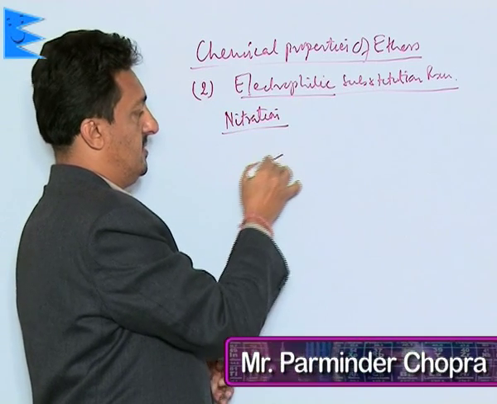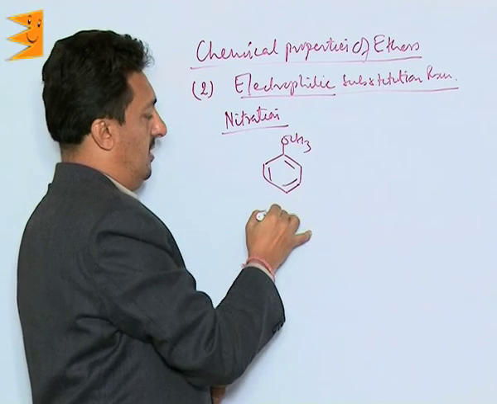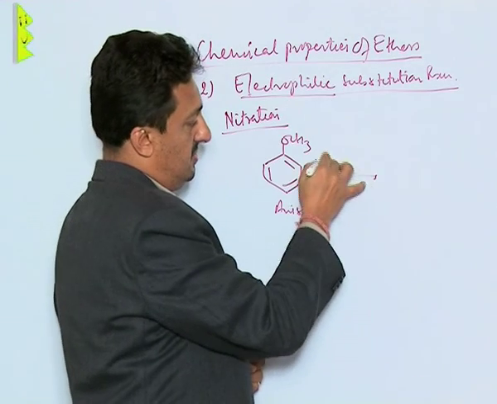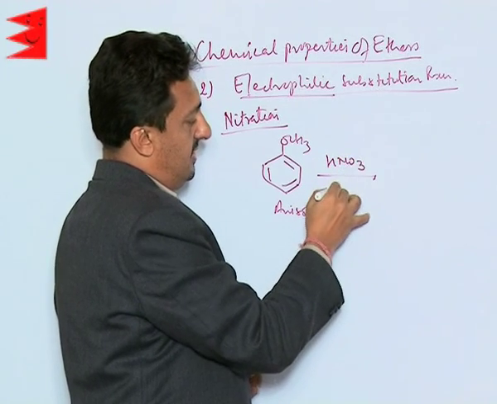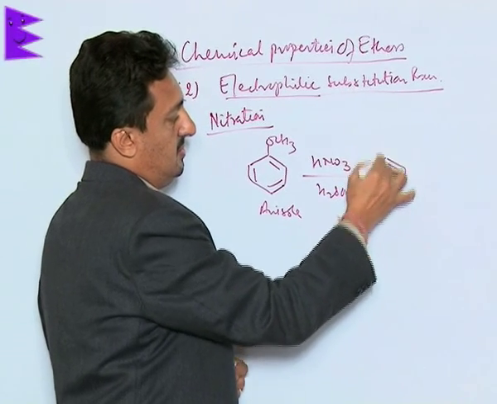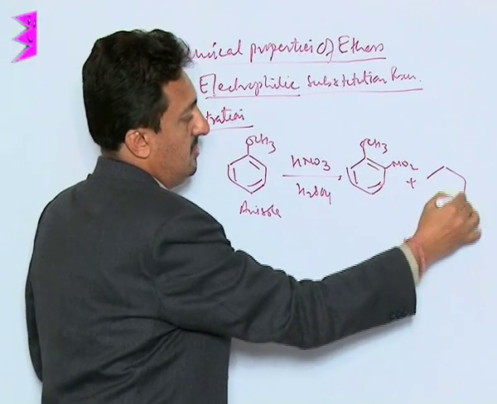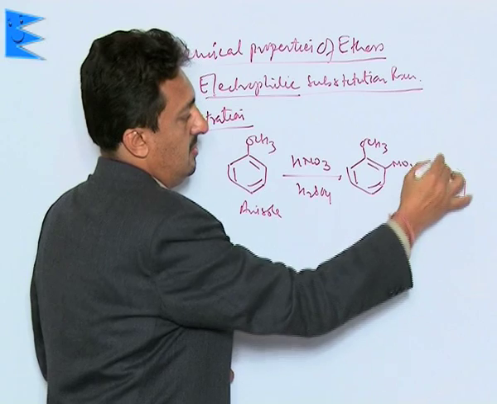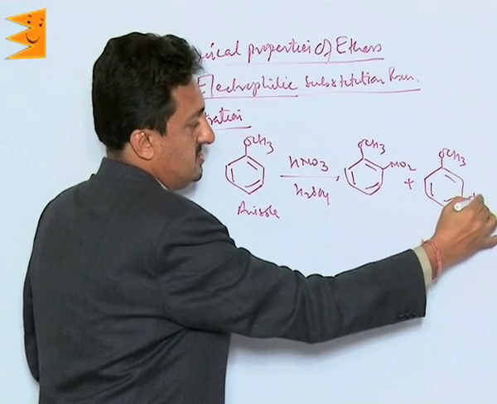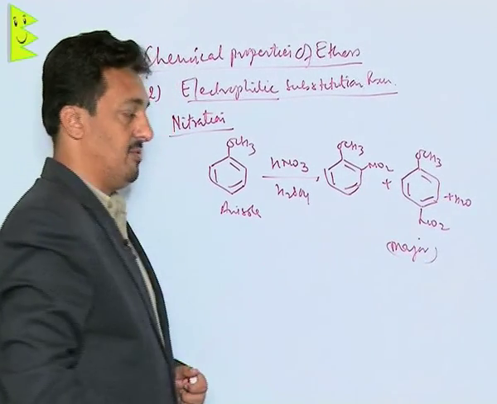Now let us see the second electrophilic substitution, nitration. Anisole on reaction with nitric acid, which is done in presence of sulfuric acid, forms ortho as well as para product. The para one will be the major one, called para nitroanisole.